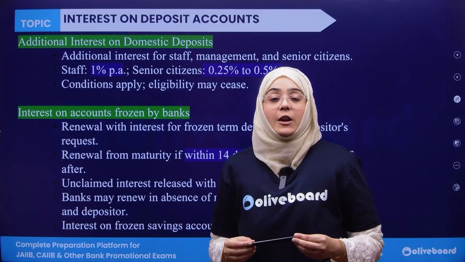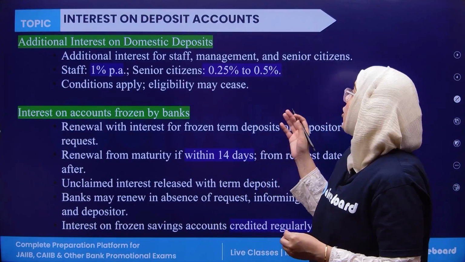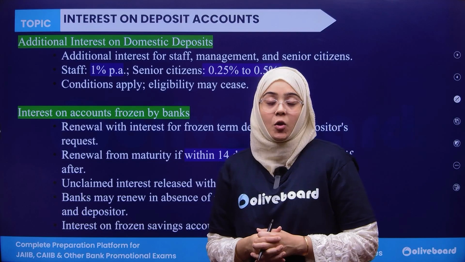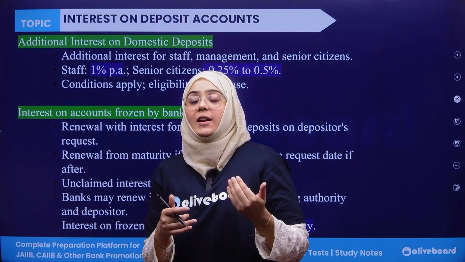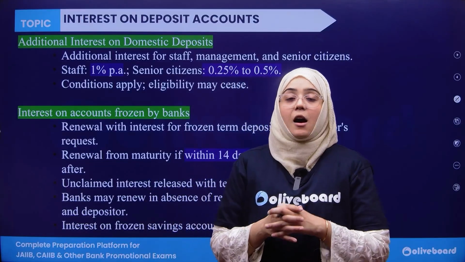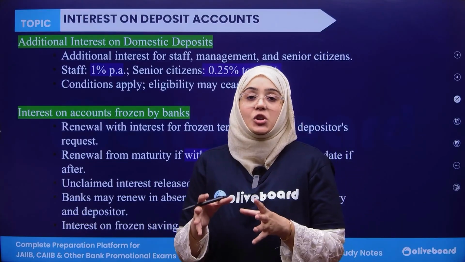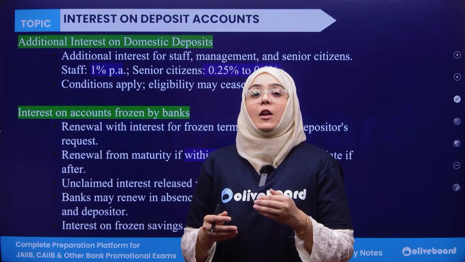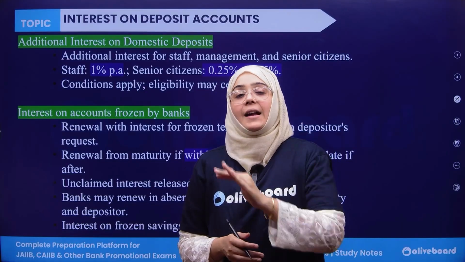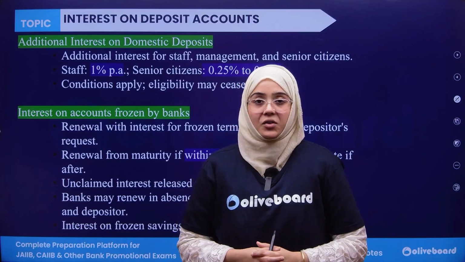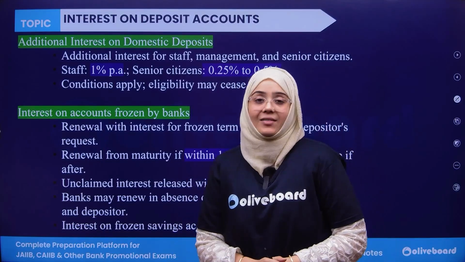First of all, if we talk about the interest on the deposit of different types of account, we have already discussed interest on the saving account. I have already told you that banks are free to charge differential interest rate if the deposit exceeds 1 lakh, and for the initial stages the bank has to charge uniform interest rate. This I have already told you in the last class.